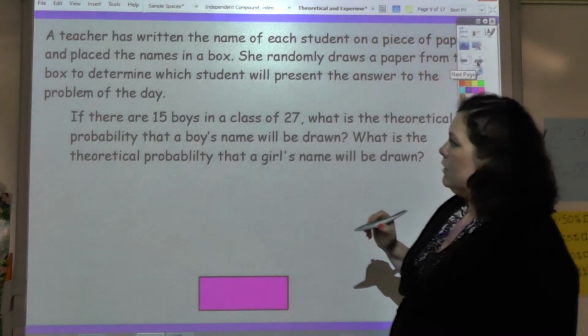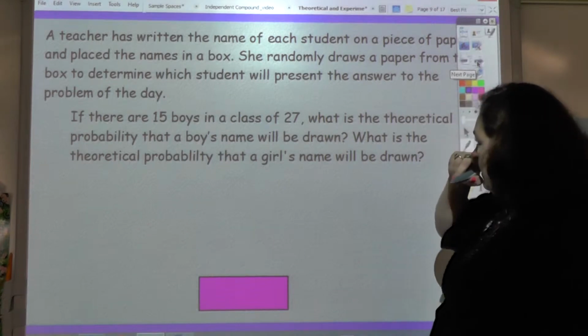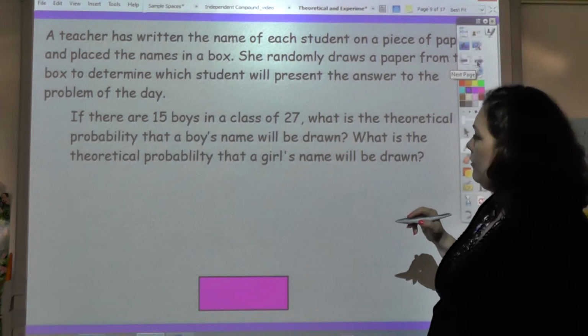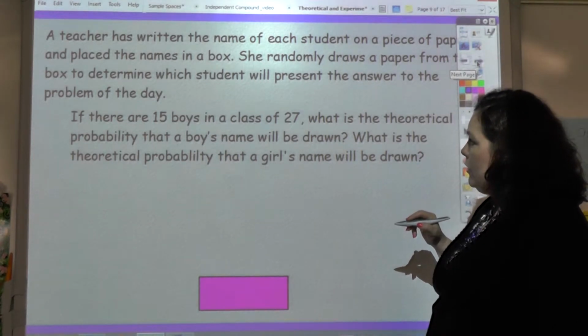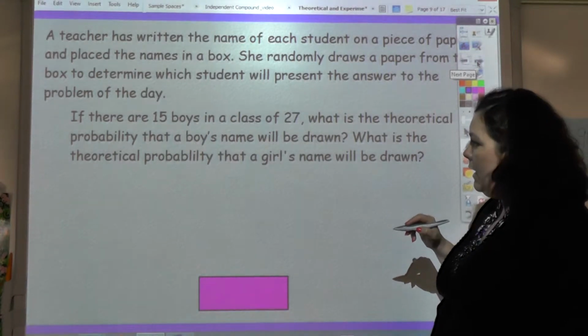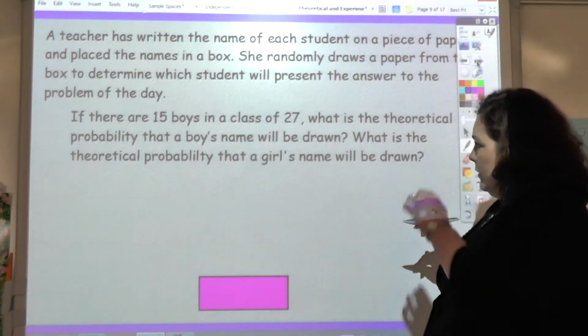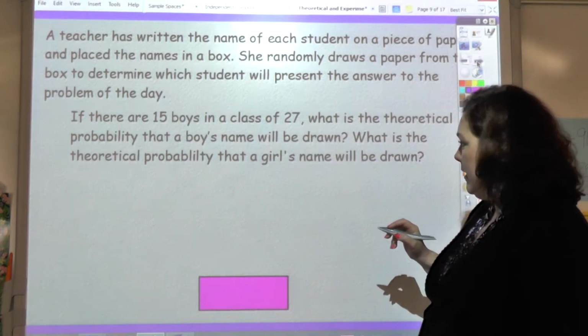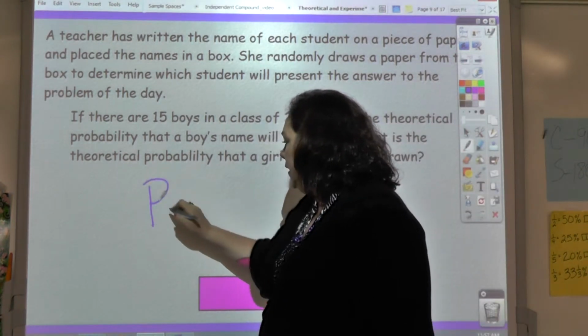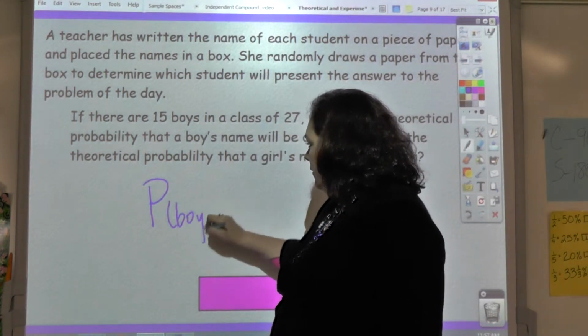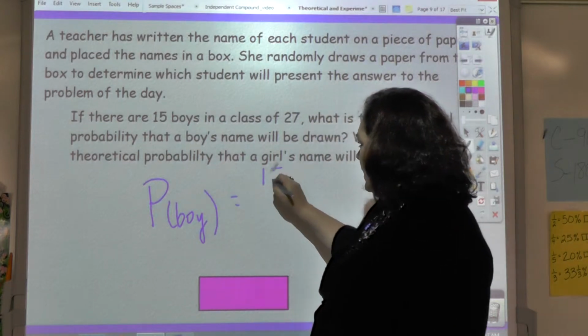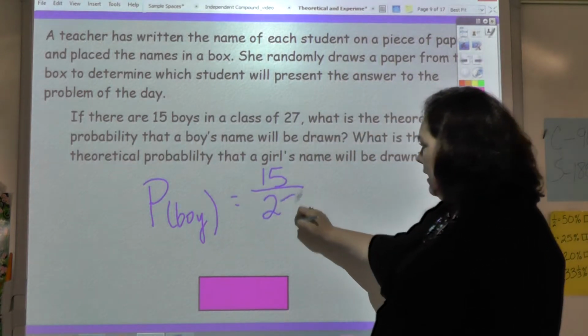Okay. A teacher has written the name of each student on a piece of paper and placed the names in a box. She randomly draws a paper to determine which student will present the answers to the problem of the day. There are 15 boys in the class of 27. Find the theoretical probability that a boy's name will be drawn. So the probability of a boy is 15 out of 27.